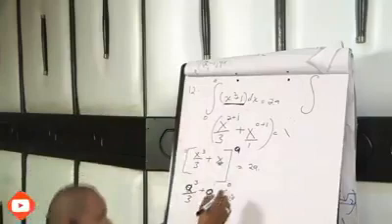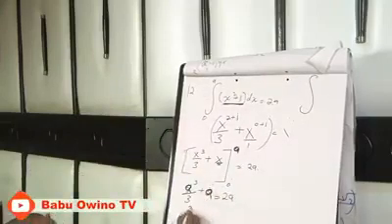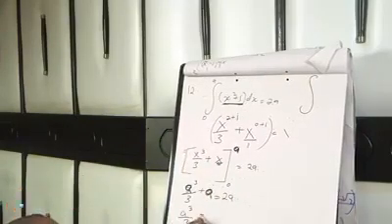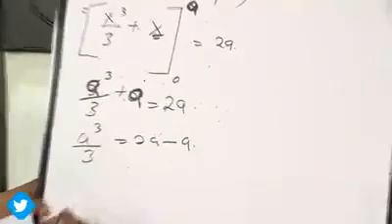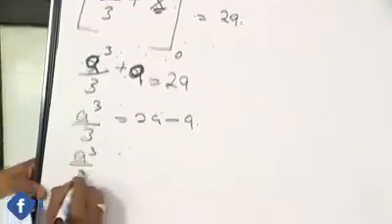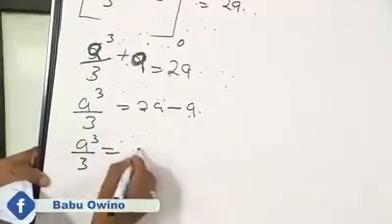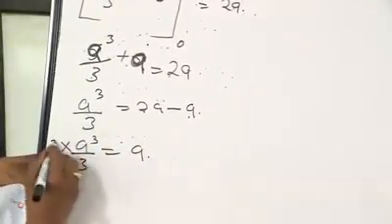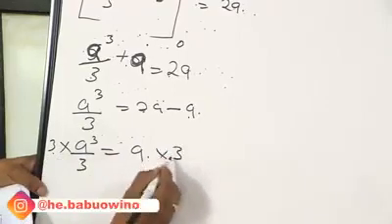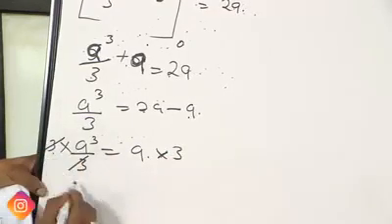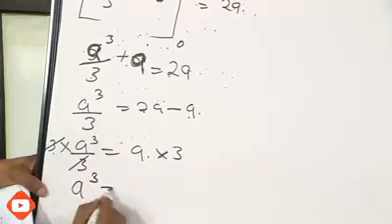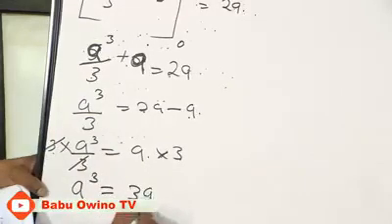Then collect the like terms. A raised to power 3 divided by 3 equals 2a. When a crosses to the other side it becomes minus a. So a raised to power 3 divided by 3 equals 2a minus a, which is a. Then cross multiply by 3 on both sides. This 3 and 3 goes. Then we have a raised to power 3 equals 3a.